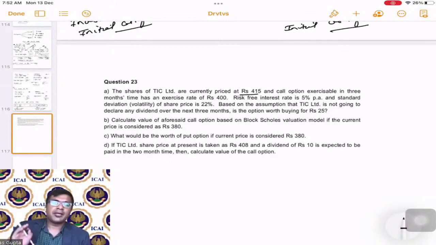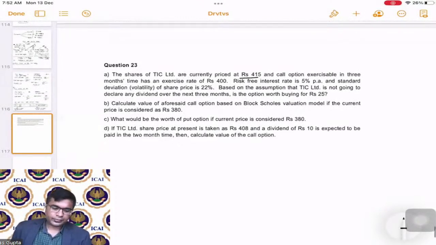This will test the Black-Scholes model, put-call parity theory, all the concepts put together, the dividend adjustment in the spot price, all the things it will test. So let's attempt this question. The shares of TIC Limited are currently priced at 415 and a call option exercisable in 3 months' time has an exercise rate of 400. So 400 is the strike price, T is equal to 3 months, and the spot price is 415. The risk-free interest rate is 5% per annum, which is R, and the standard deviation is 22%.